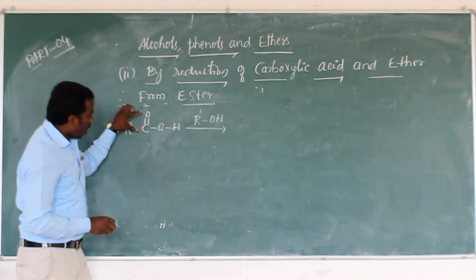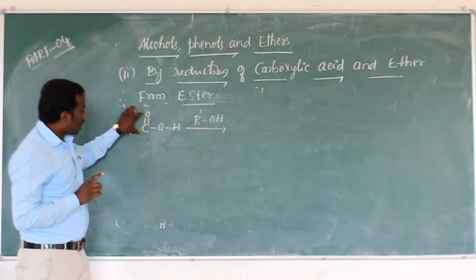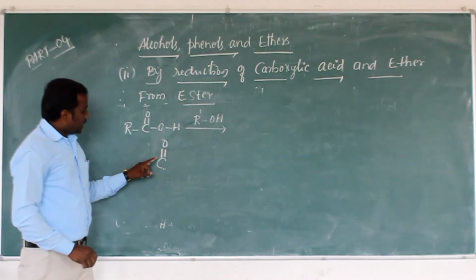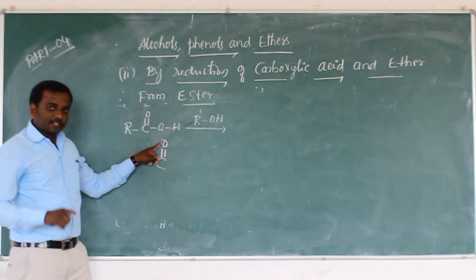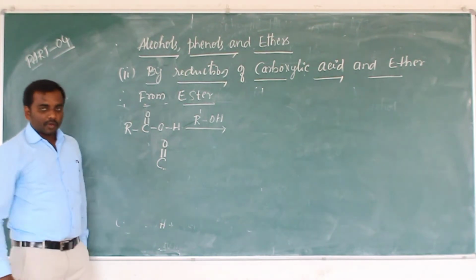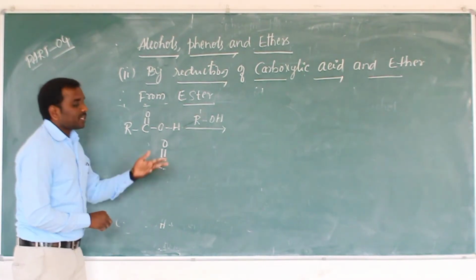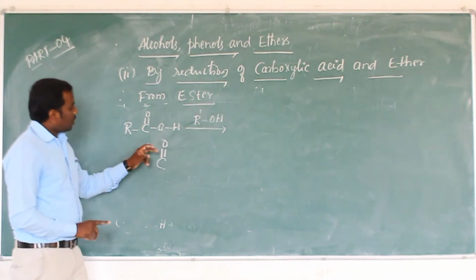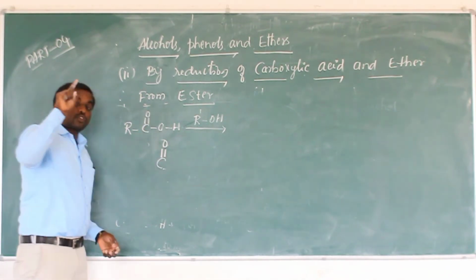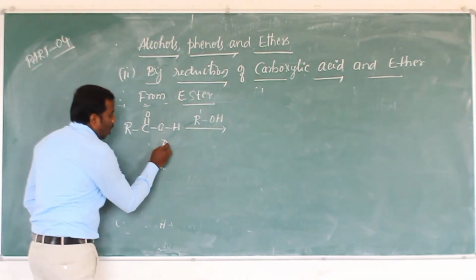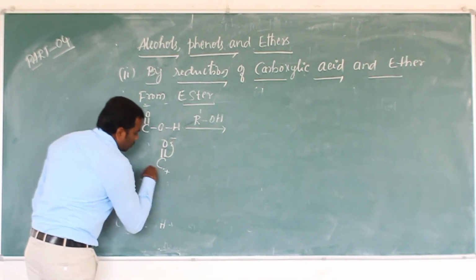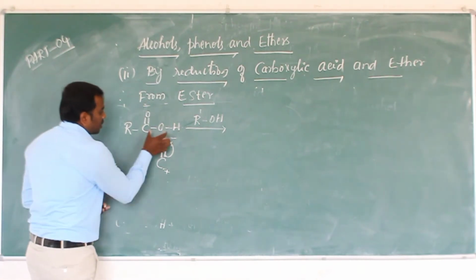Compared to carbon and oxygen, carbon is electropositive and oxygen is electronegative. So this oxygen is a more electronegative element than carbon. That's why this carbon donates the electron towards the oxygen. This oxygen gains electron from carbon, so oxygen carries negative charge and this carbon carries positive charge. Is it clear?